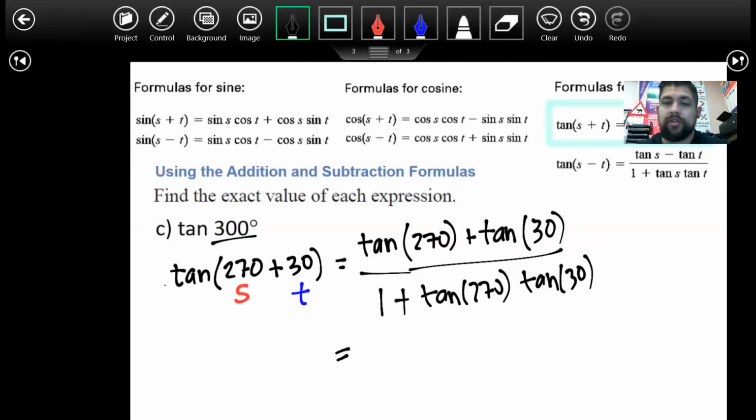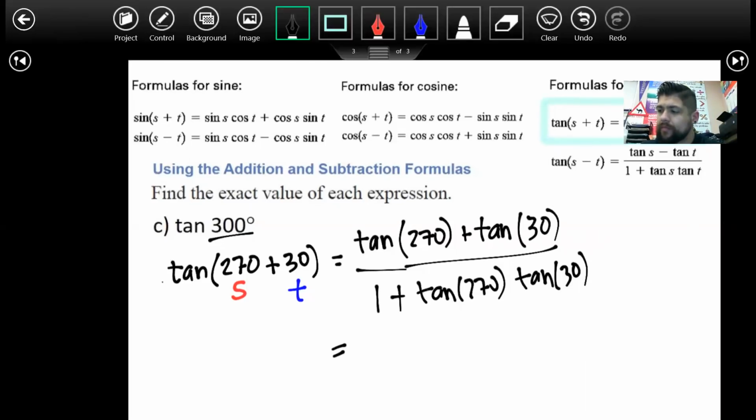Look at your unit circle. Your tangent bar is right here. This is what we're going to look for, and we want to be able to solve those out. Tangent of 270 is undefined, meaning there's no value. So we can just leave it as 0. I'm going to use that one.